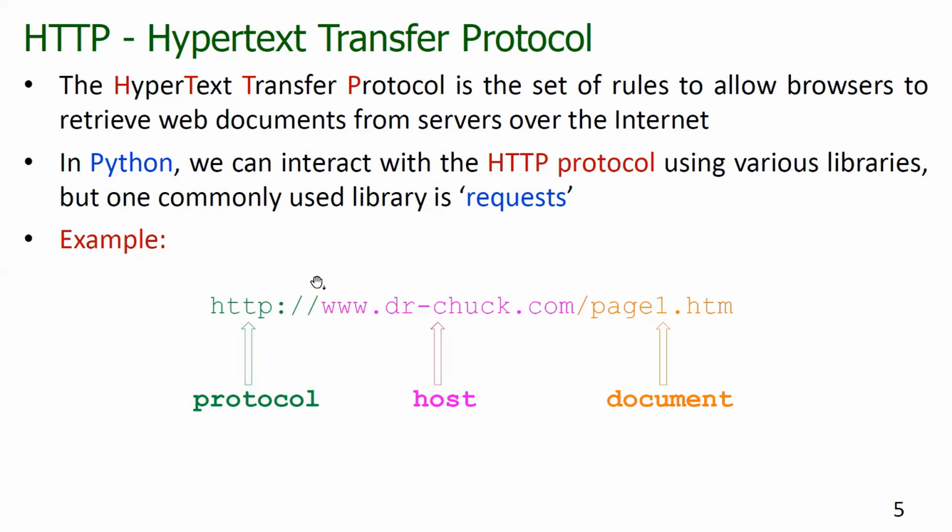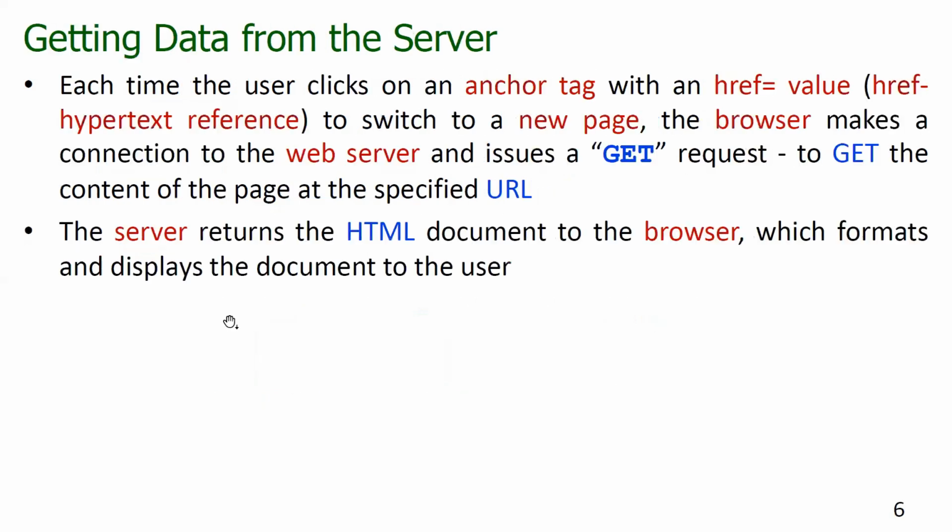Then after the colon and double slash, here www.dr-check.com. This complete part is called the host of that web page. Then after the slash we have a subpage, for example page1.html. This is called the document related to this host. So this is the meaning of a complete web link with the HTTP protocol.